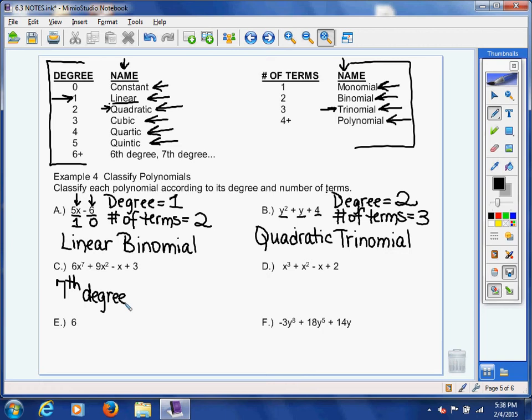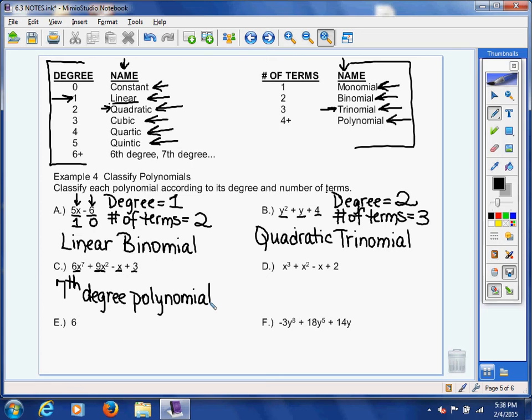And then how many terms do you see there? I see 1, 2, 3. I see 4 terms. Now come over here to the second chart to the right. 4 terms, we just call that in general a polynomial. So this is a 7th degree polynomial. All right, so a little less writing, more consulting of the chart, okay?